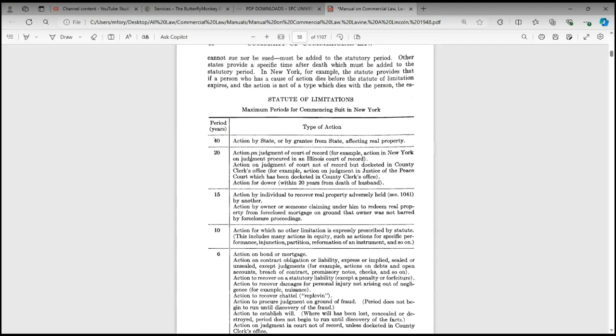20 years. Action on judgment of court of record, for example, action in New York on judgment procured in an Illinois court of record. Action on judgment of court not of record but docketed in county clerk's office, for example, action on judgment in justice of peace courts, which has been docketed in the county clerk's office. Action in dower within 20 years from death of husband.